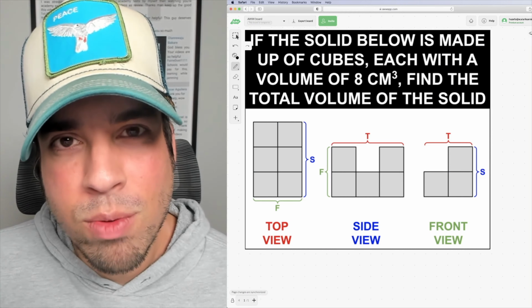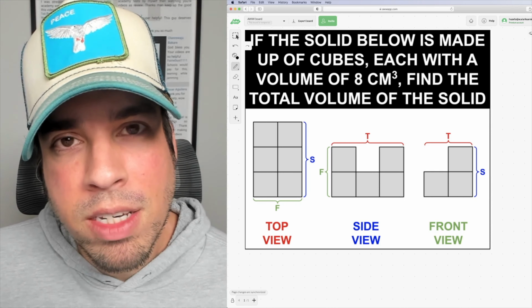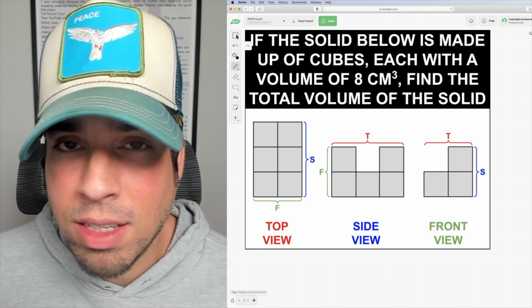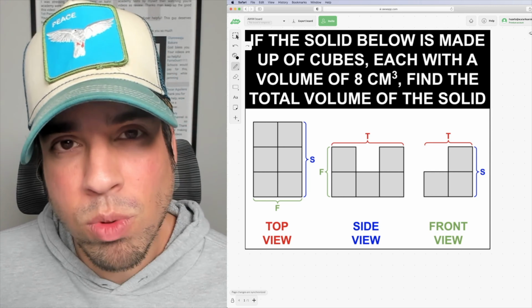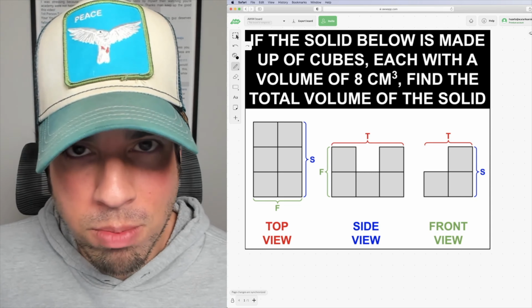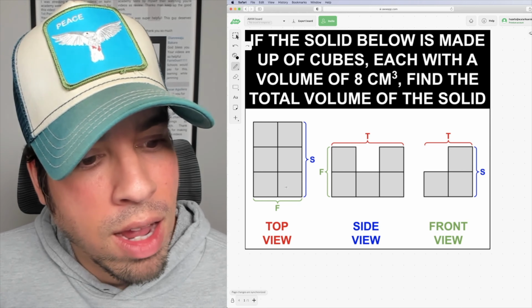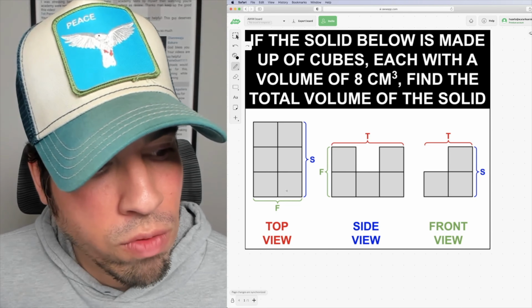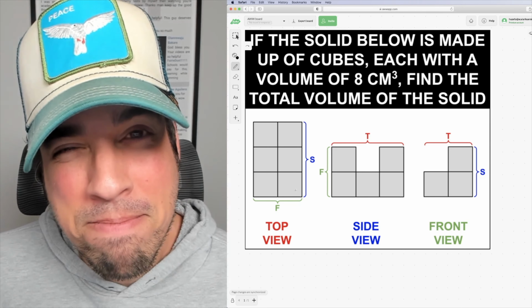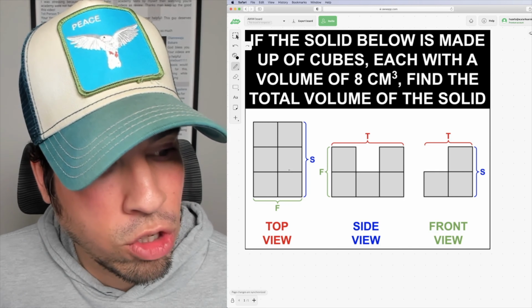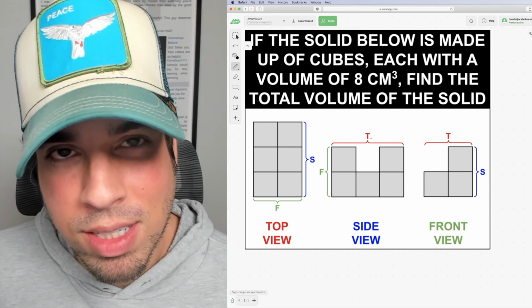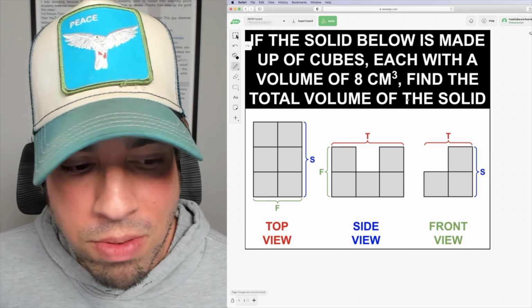So of course, the key with this one is we need to figure out how many cubes make up this entire solid. That's the whole idea. So we want to see what type of information we can extract from each drawing. For example, in the top-down view, I don't know exactly how many levels this is so far, but I see that at a minimum, it's a base of 6 cubes. So we know it's at least made up of 6 cubes, each with a volume of 8.